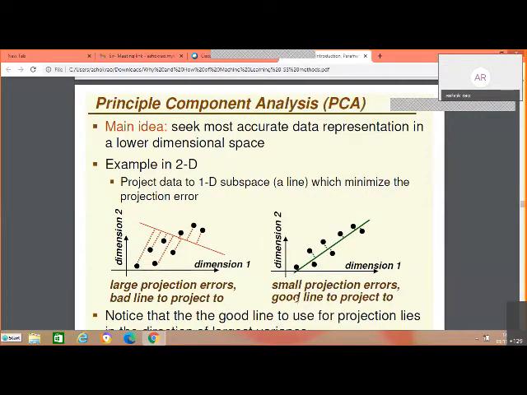So this line is a good line to project these points. Typically, as we see in physical experience, with very large dimension data, if you can find a good line, this is a line in 2 dimensions, it would have been a plane in 3 dimensions, it would have been a hyperplane in n-1 dimension.